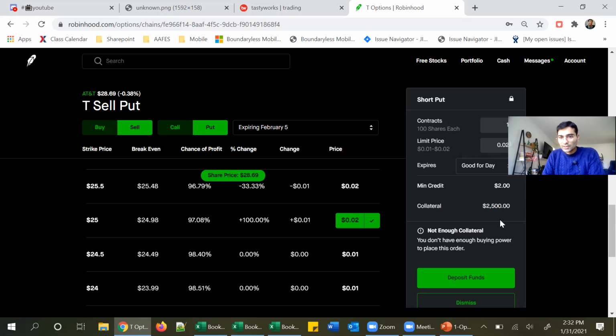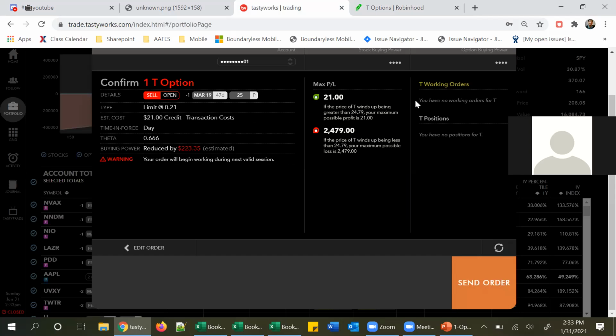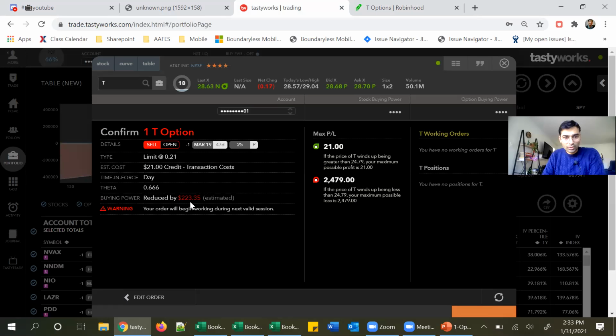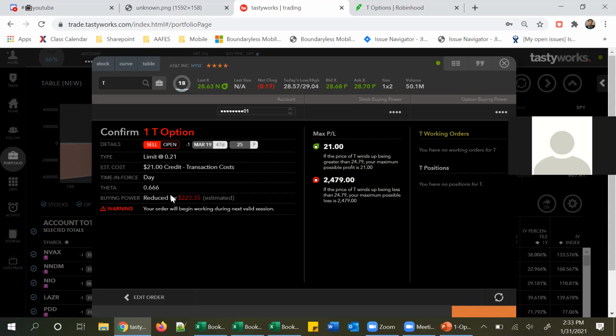So now you see the advantage of using the other brokers. On Robinhood, you will have to have $2,500 to place this trade, but on Tastyworks, you just need $223. Mind you, I still have portfolio margin, but for you also it will be very less if you are just starting on a normal margin account on Tastyworks. Having said that, does not mean that you should go full on using margin and crush yourself. Please do not do that.